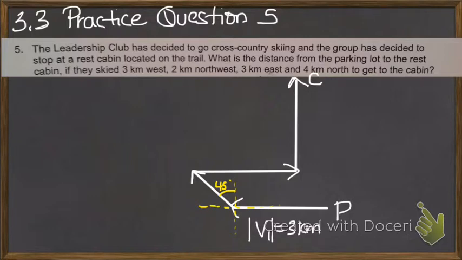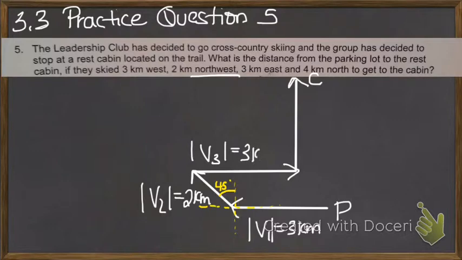Now, when you're given the direction as northwest, you're going to assume that it's always 45 degrees from the vertical or the horizontal. That's how I got 45 degrees there. So V2, the magnitude of V2, which is this vector, is 2 kilometers. Then they turn east, which I'm going to call V3, and they travel for another 3 kilometers. And then they go due north for 4 kilometers. Now I'm going to call that V4 with a magnitude of 4 kilometers.